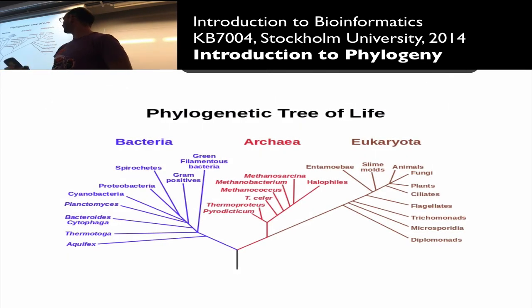So if you make a phylogeny tree, you would have something like this. I think I showed you on the other slide. You have the bacteria, the archaea, and the eukaryotes. And here, of course, you have the animals. For instance, animals are actually quite similar to yeast. Do you know that? We are very similar.